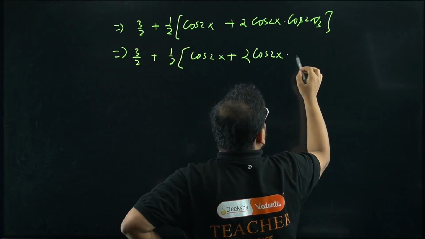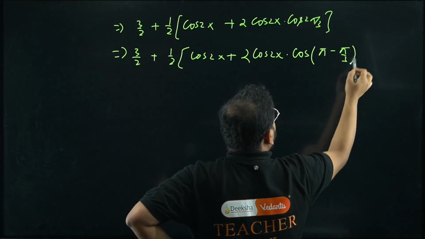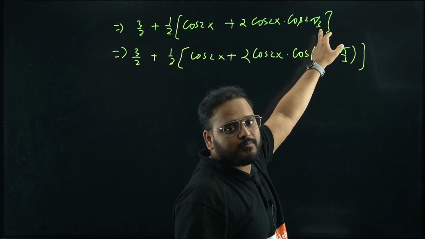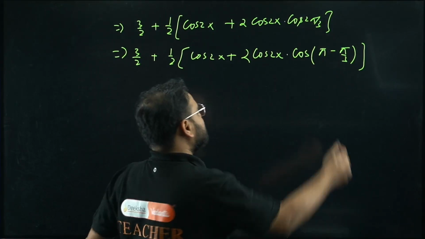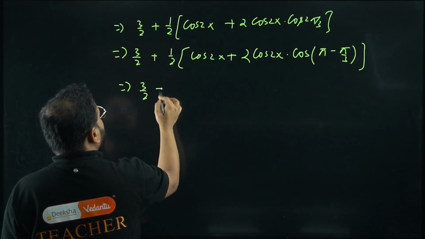And this you write as cos of pi minus pi by 3. How come, sir? Pi minus pi by 3 is 2 pi by 3 only, no? Pi minus pi by 3 is 2 pi by 3. This is the second quadrant, so negative. The answer is there, now.